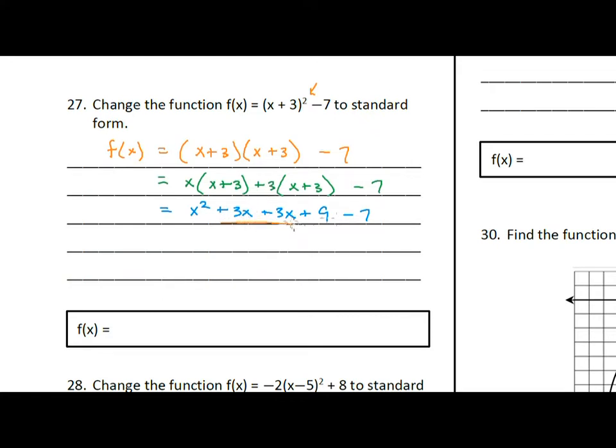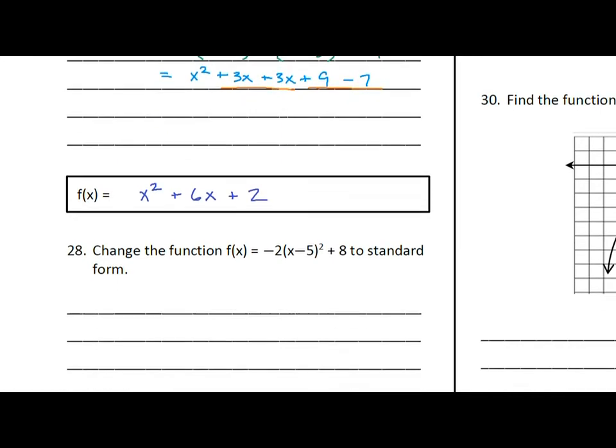These are like terms because they have the same variable with the same exponent. These are like terms because they don't have a variable. They are constants. So our final answer is going to be x squared plus 3x plus 3x, which is 6x, and 9 minus 7 is positive 2. There we go. Let's take a look at the next one.